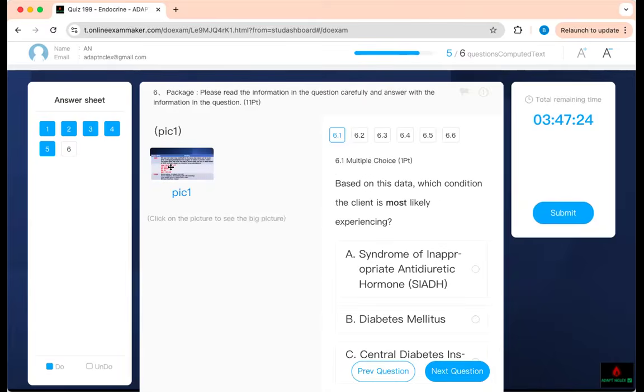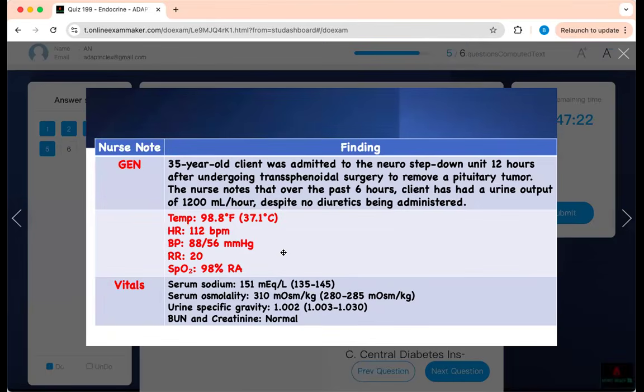So, how would the case study look? A short one, right? A 35-year-old admitted to the neuro step-down unit 12 hours after undergoing transsphenoidal surgery to remove a pituitary tumor. The nurse noted that over the past 6 hours, the client has had a urine output of 1200 every hour. That's a lot, despite no diuretic being administered.